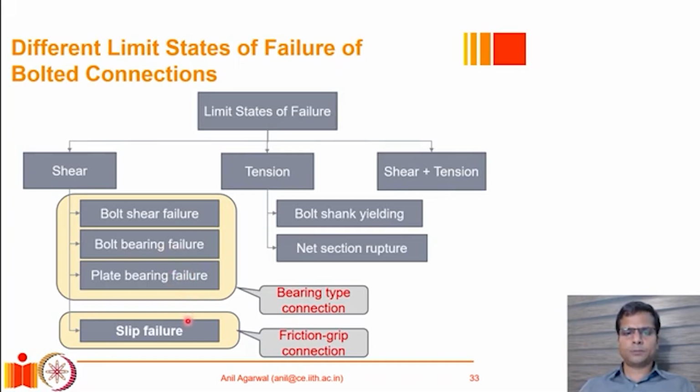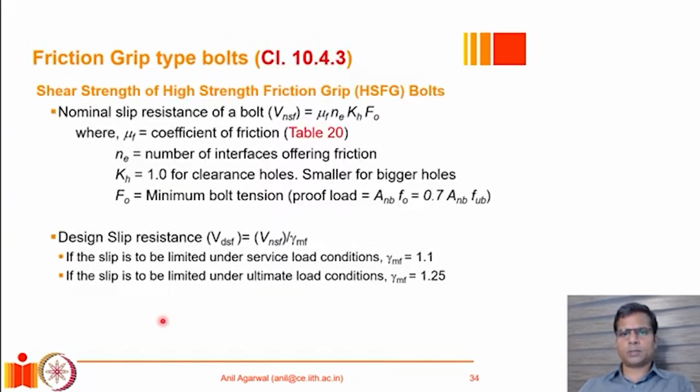Now we will talk about bolts which are not bearing type connections, but are a part of friction grip type connections, where the plates are held in place through friction. Such connections are designed to resist slip between the plates, and the corresponding limit state is the slip failure.